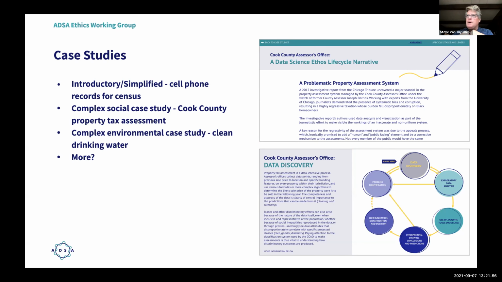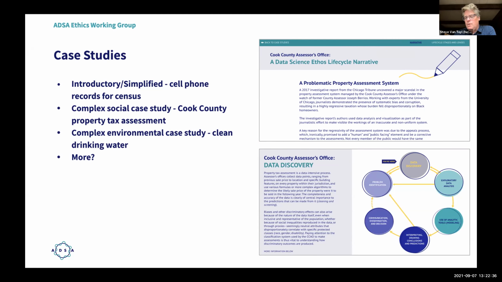So there are a lot of questions there about permission and representation. Then there are two more complex case studies. One is a social case study. It's about a property tax assessment project in Cook County, which is where Chicago is, and some revelations that came out of that project about race in Chicago and the potential impact of those property tax assessment methods on different parts of society. And then the third case study we're going to produce is a more complex environmental case study.